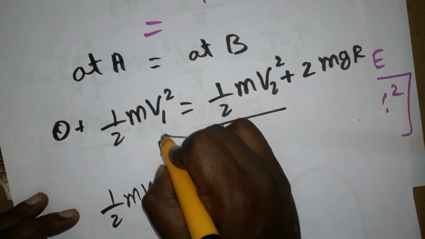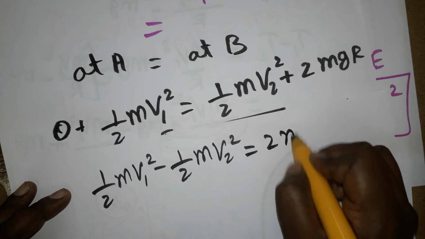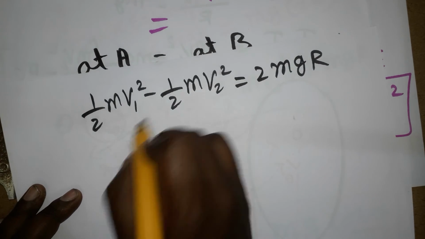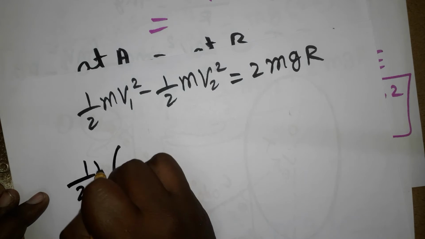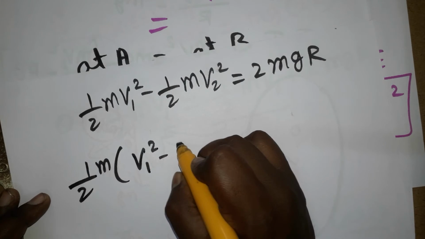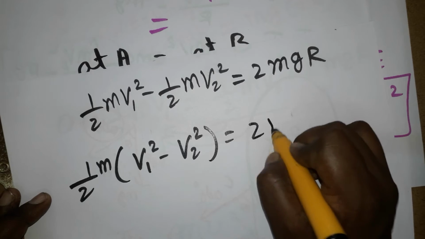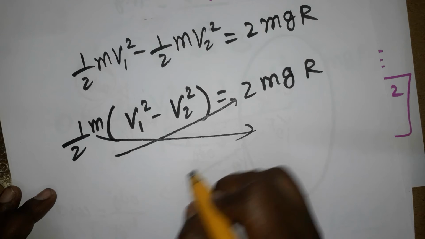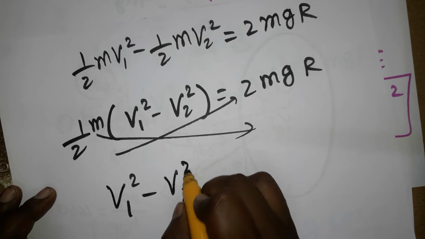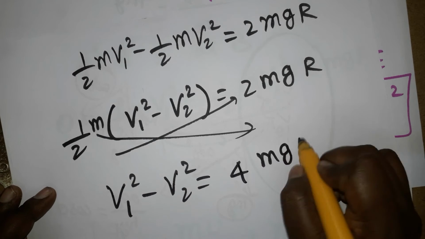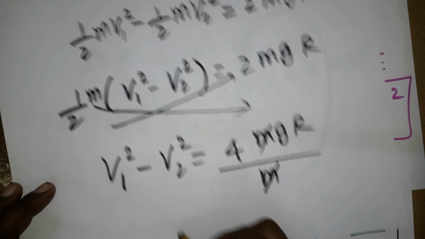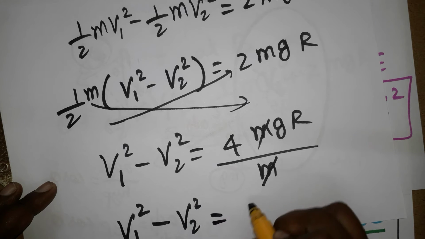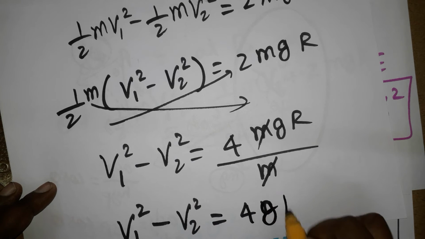Because when you bring this side to this side, the plus is going to be negative. It's 2 times mgr, so you can take the 2 common to that side. You can take m common outside: m times (v1 square minus v2 square) is equal to 2 times mgr. So this m you can bring to the denominator, and this 2 you can bring as a numerator: v1 square minus v2 square is equal to 4 times mgr divided by m, m gets cancelled. So v1 square minus v2 square is equal to 4 times gr.